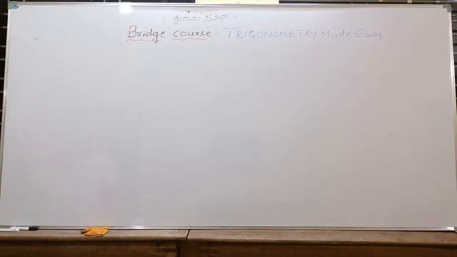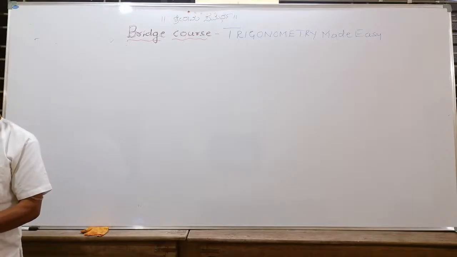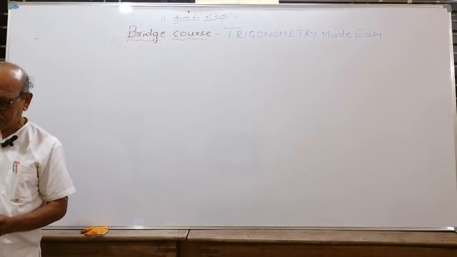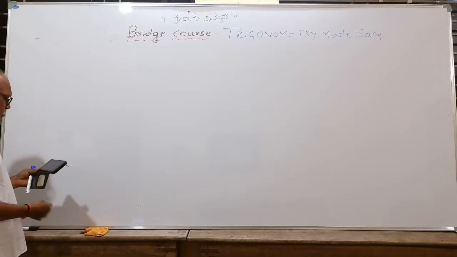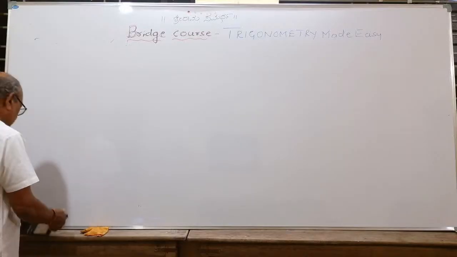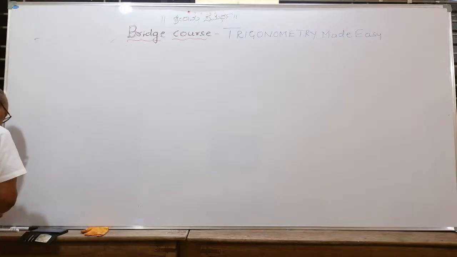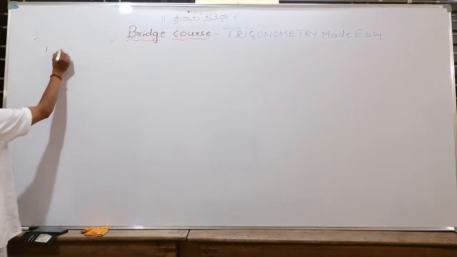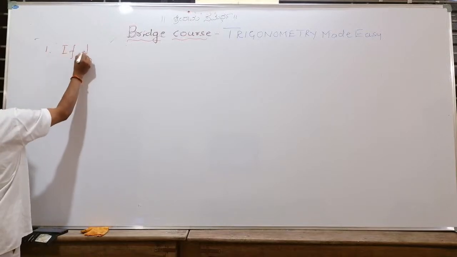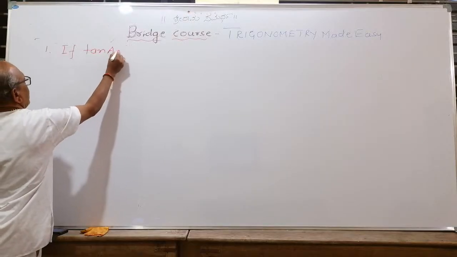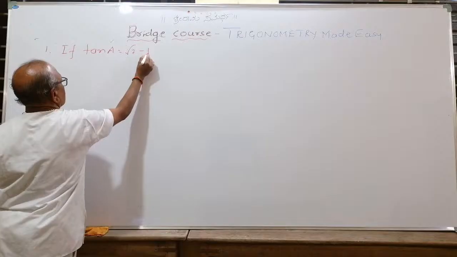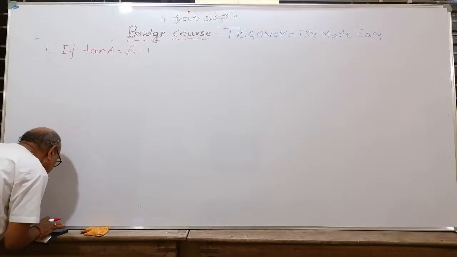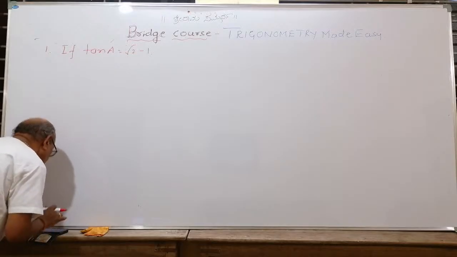I think I had left you with some 5 problems based on type 1 of the trigonometry. I think the first problem was left as homework. You just verify your answers. The first problem I left was, if tan A is equal to root 2 minus 1, show that sin A into cos A is equal to root 2 upon 4.